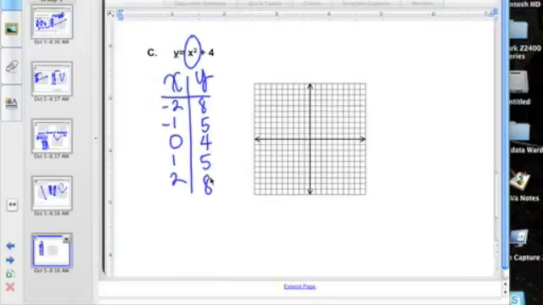And then, of course, I see there how my line changed. So -2 and 8, let's see, 2, 4, 6, 8. -1 and 5, 0 and 4, 1 and 5, 2 and 8. And that's probably way up in the air this time. And there you go. That is how to graph a function.